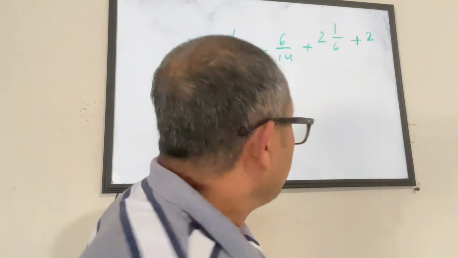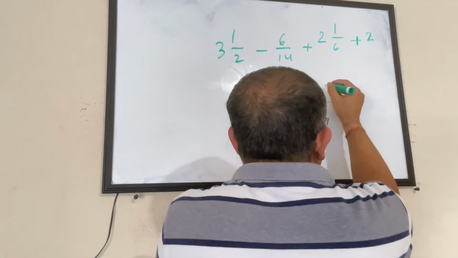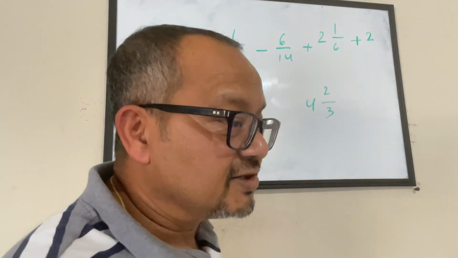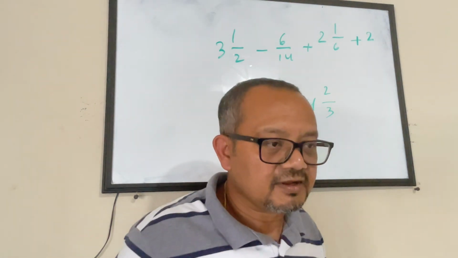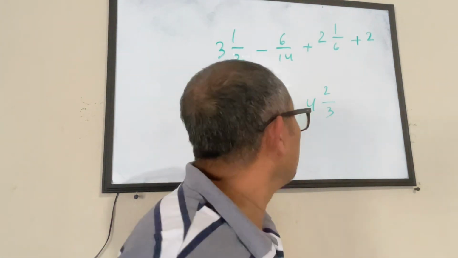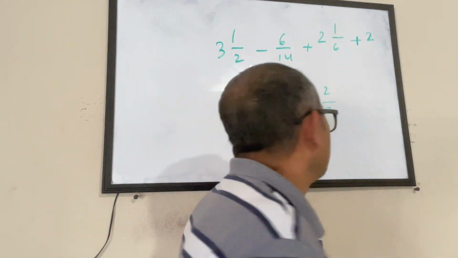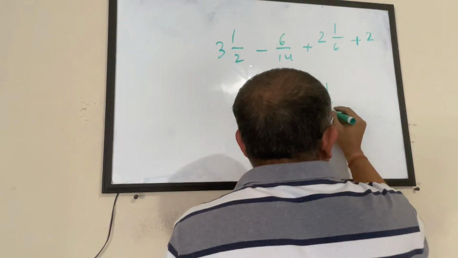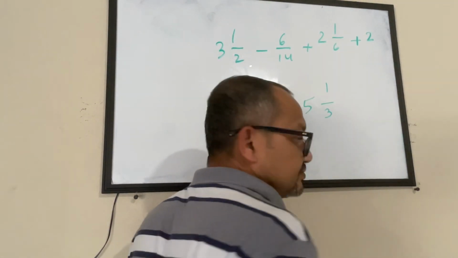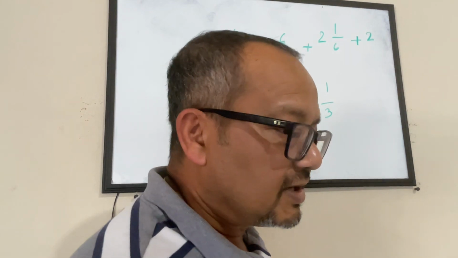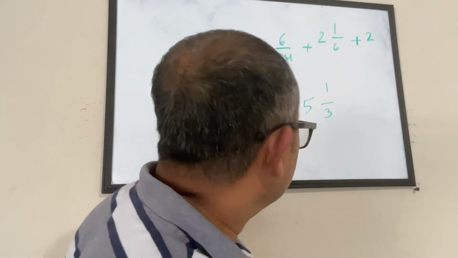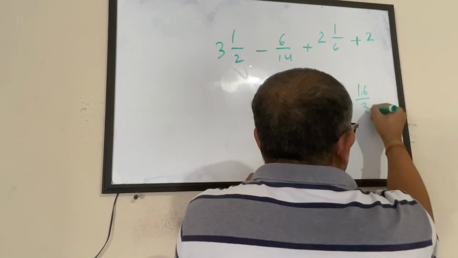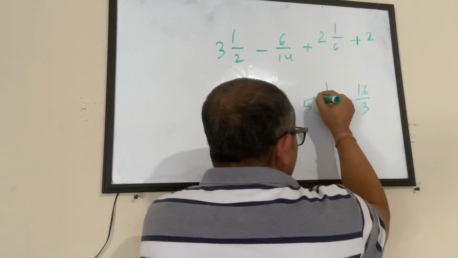Now, Mandeep, can you tell me what will be the value of this in fraction? 14 by 3. Very nice. Nihit, what will be the value of this in fraction? 15 by 3? No. 5 3s are 15 plus 1, 16 by 3. So first you multiply, then you add, then you divide.